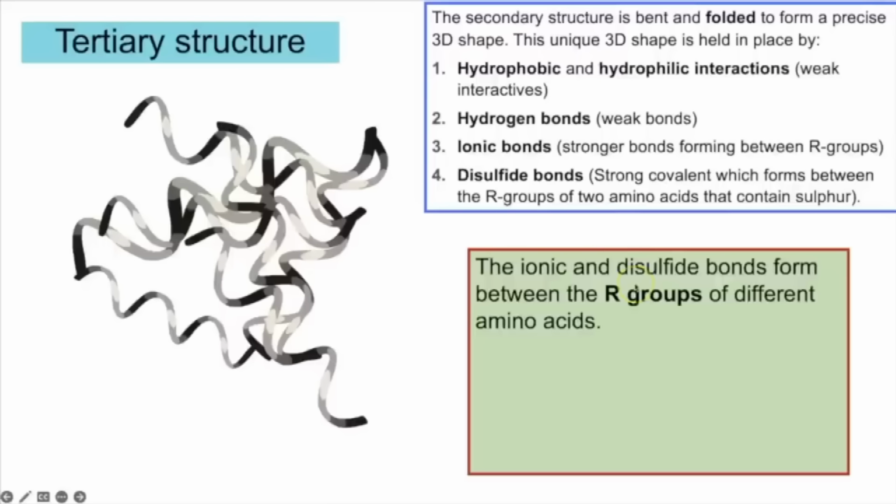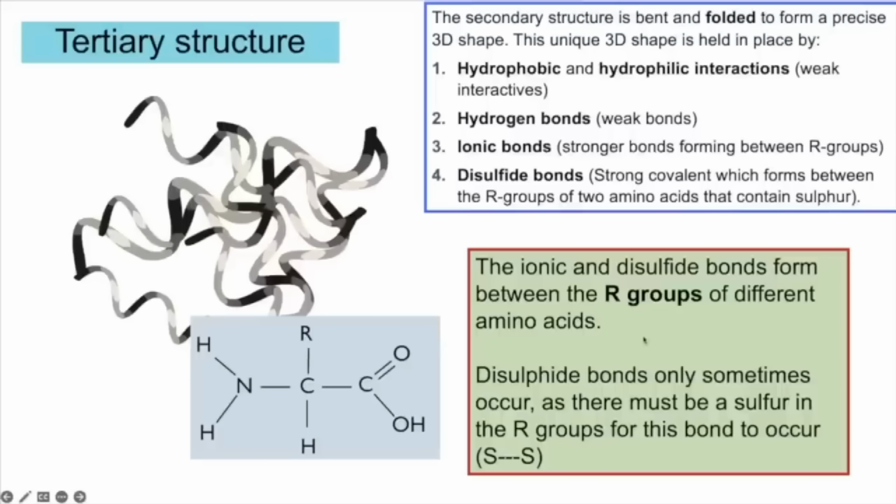So the ionic and the disulfide bonds form between the R groups of different amino acids, whereas the disulfide bond, as we said, only sometimes occurs if there is an R group that contains sulfur between 2 amino acids.